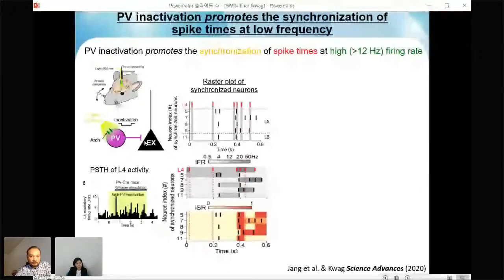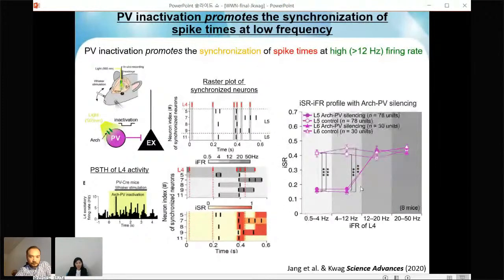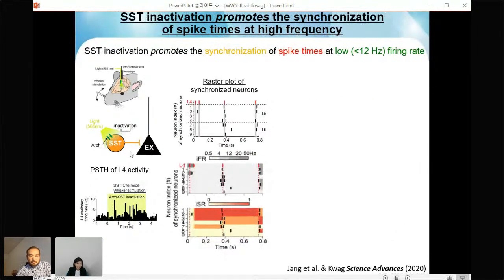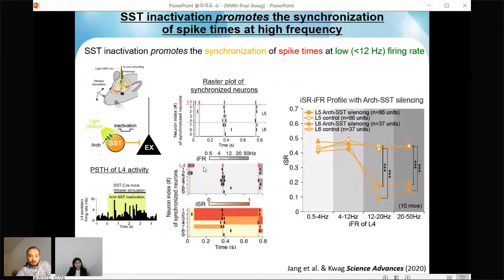Now we repeat the same experiments again, now silencing the PV interneurons, and you see the profile is again changed. Inactivation of PV promoted the synchronization of spike times at high frequency, firing rate above 12 hertz. Similarly, when we inactivated SST interneurons, that changed the iSR-IFR profile so that the below 12 hertz, low frequency spike times were synchronized. So these were promoted.